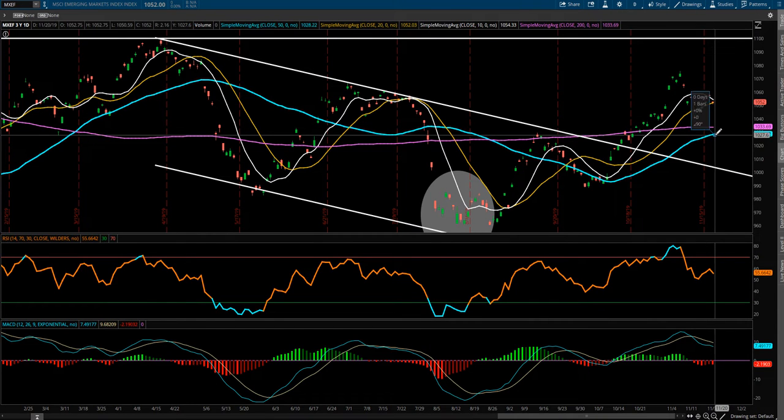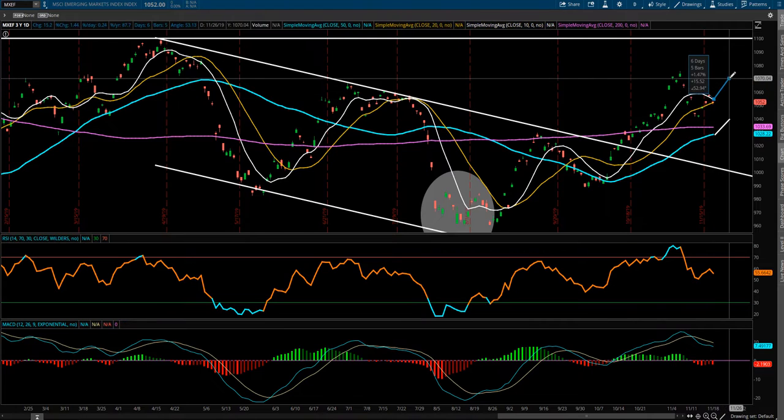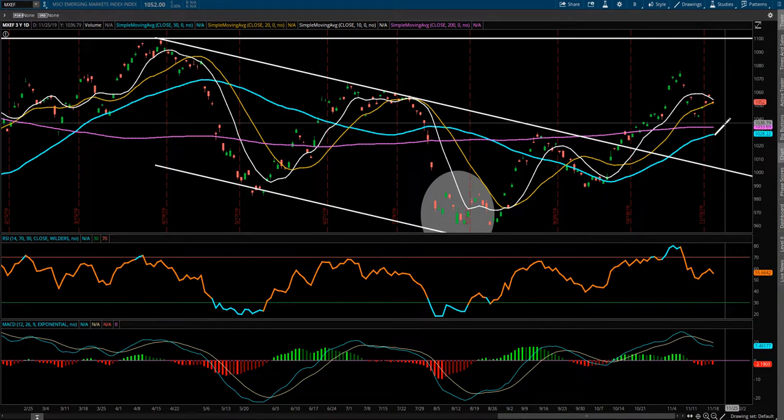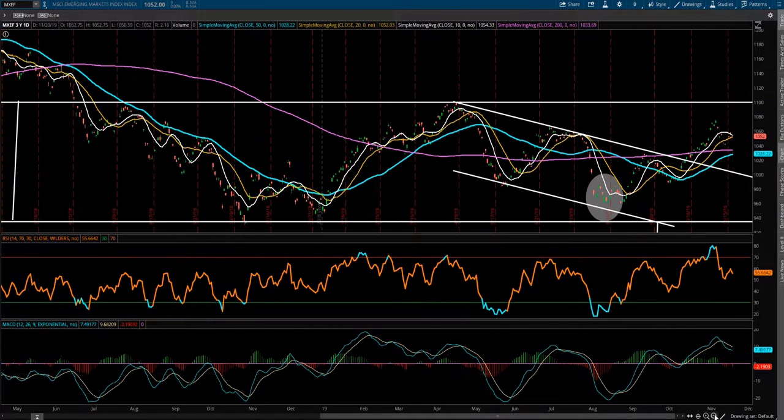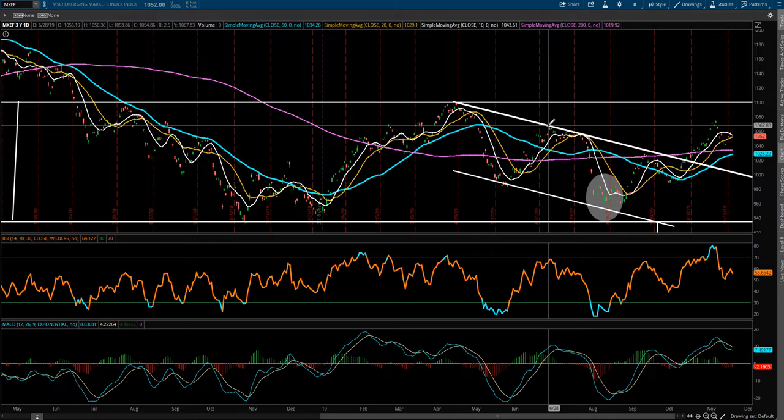These are not quite aligned yet, so you need the 50 to move back up over that 200 and that 10 to stay over that 20 to have all of those time frames aligned. That's still an issue here out of the emerging markets chart, and you can see we have failed right there at that major resistance level again, right around that 1100 zone.